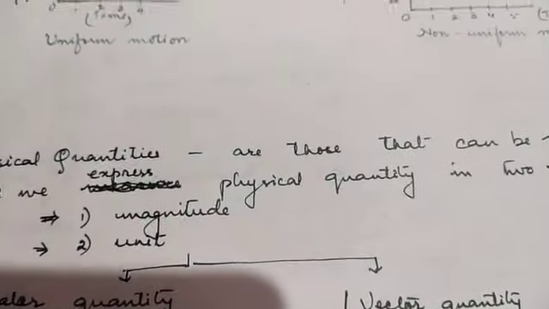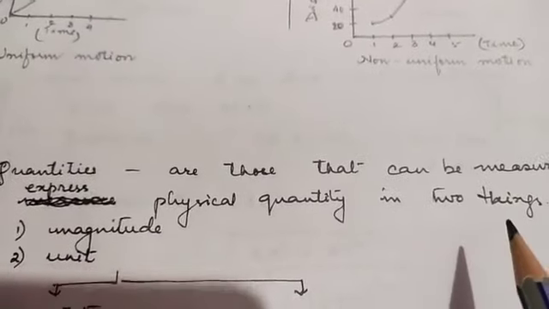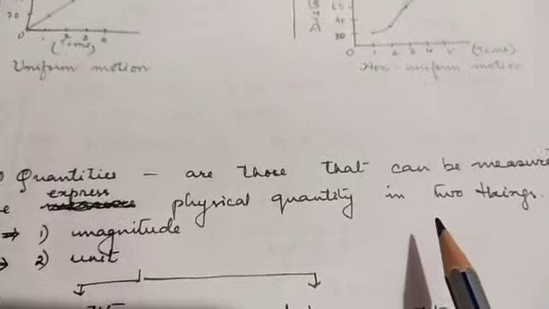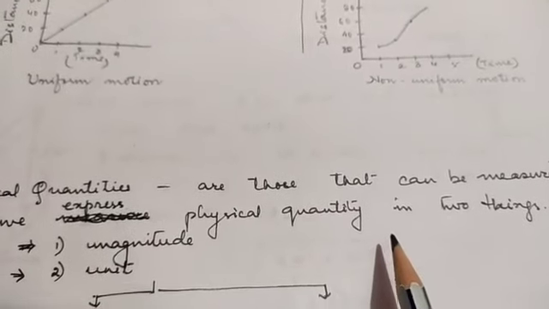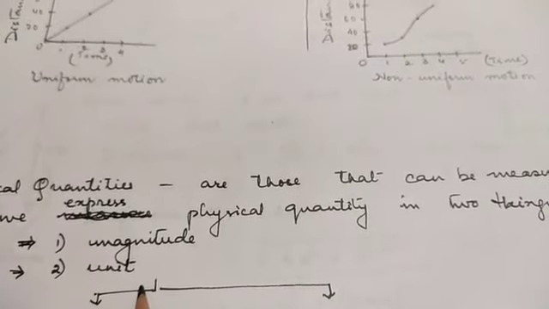Now coming to physical quantities. What are physical quantities? Physical quantities are those quantities that can be measured. And we express physical quantities in two things, that is magnitude and unit.